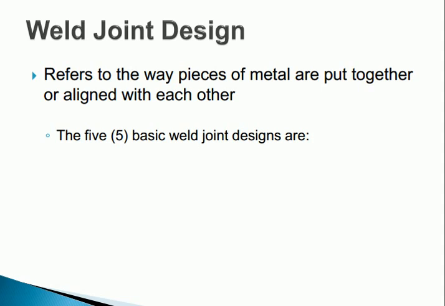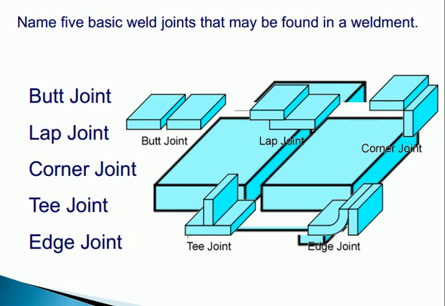Welding joint design refers to the way pieces of metal are put together or aligned with each other. The five basic weld joint designs are: butt joint, lap joint, corner joint, T-joint, and edge joint. Name five basic weld joints that may be found in a weldment.